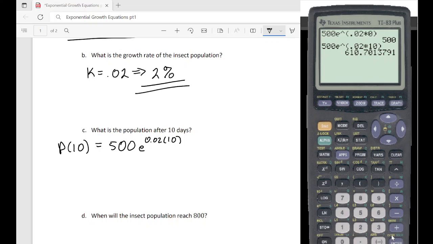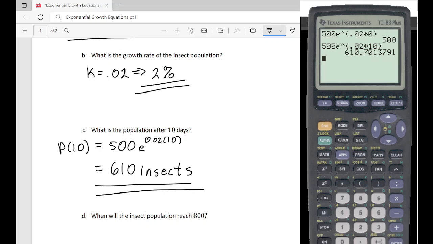610.7. Now, I don't know if you've ever seen a decimal portion of a living creature, but you can't have that. So we're always going to round down to the nearest whole number because we want a whole creature. There's no such thing as 0.7 of an insect, at least not a living one. So we can say that there's 610 insects in this population.